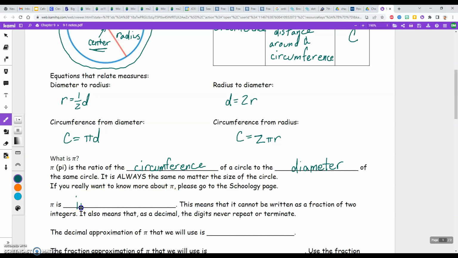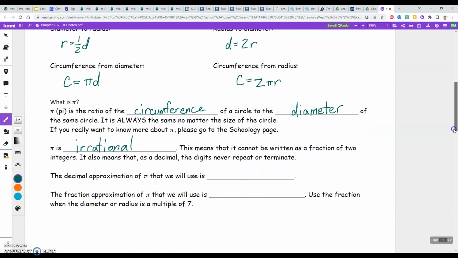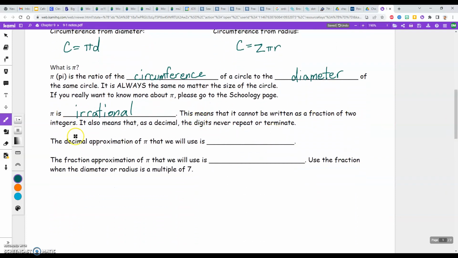Pi is what we call irrational. That means it cannot be written as a fraction of two integers. It also means that as a decimal, the digits never repeat or terminate. The decimal approximation of pi we'll use in class is 3.14, and the fraction approximation that we use in class will be 22/7. And we use this fraction when the diameter or the radius is a multiple of 7.